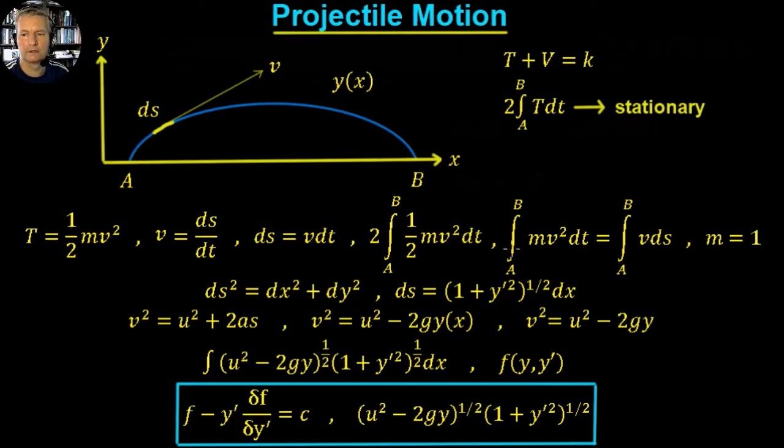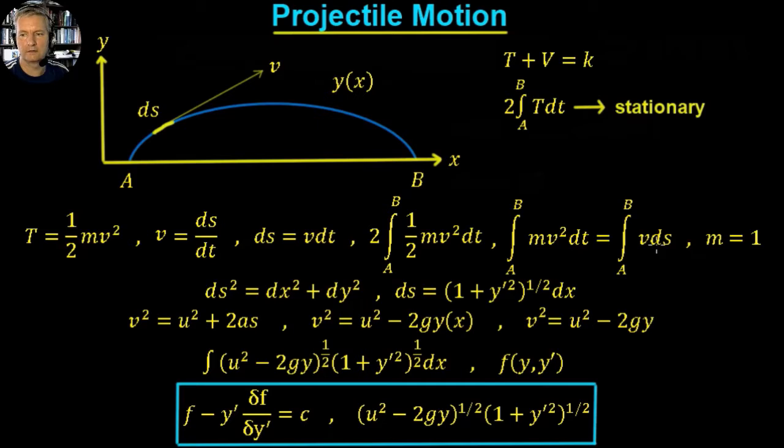So the 2 and the half cancel, and we just have the integral of m v squared dt. If we say that the mass is just a constant value of 1, then we can take that out of this equation and we're just left with v squared dt. But we can see here that v dt is equal to our ds. So we've got one of these v dt's, which gives us a ds, and we're left with one other v. So this is going to be the integral of v ds. This is what we're interested in here, and we have to go and find the ds and the v.